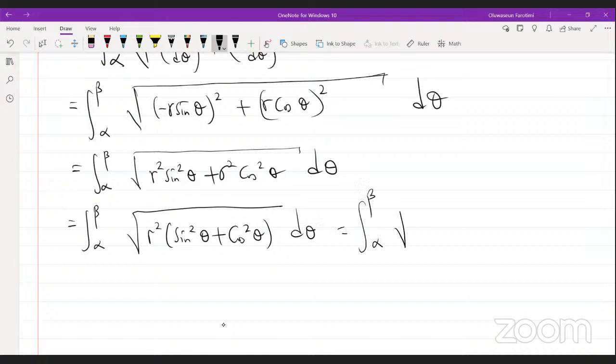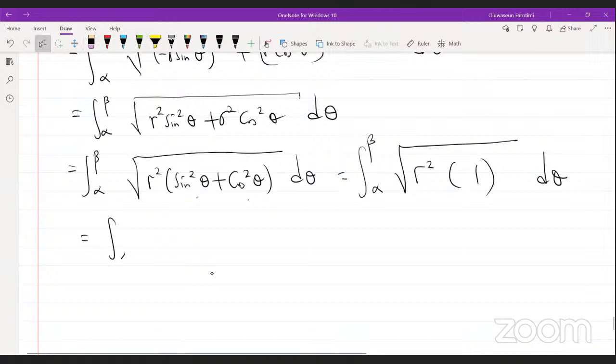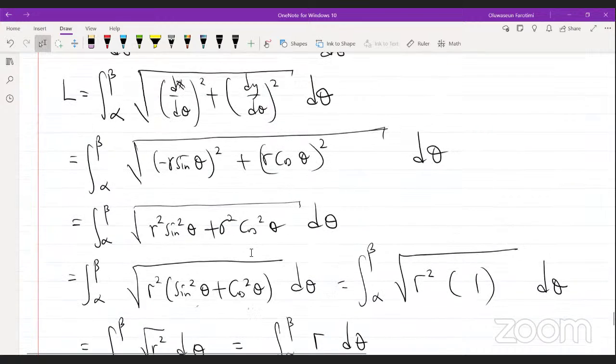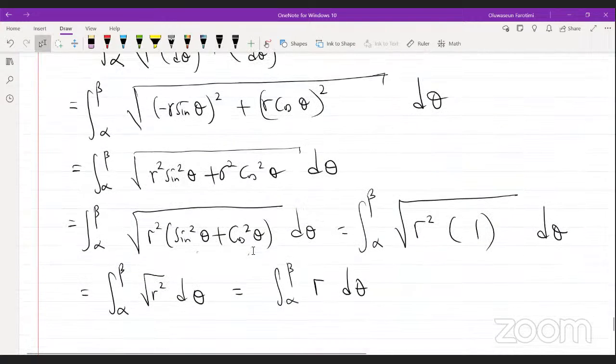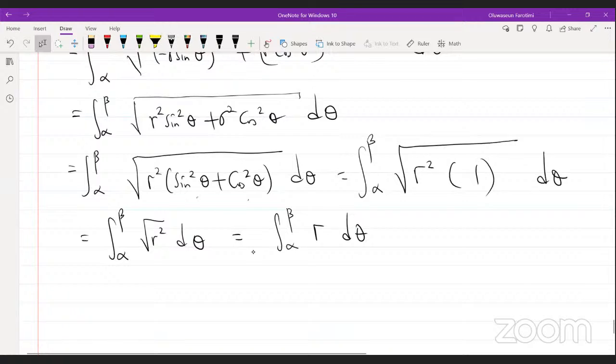Alpha to beta, square root of r squared. Now, what is sine squared theta plus cosine squared theta? That's just 1. Amazing, guys. Easy stuff. The square root of r squared is just r, d theta. R is a constant, so let me state that r is bigger than 0. If that's the case, r is a constant, so you just have r, theta, alpha, and beta.